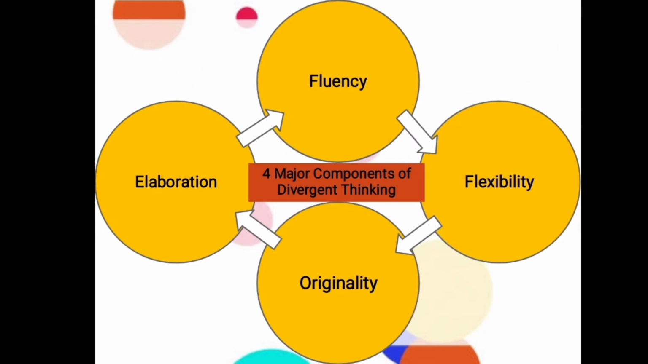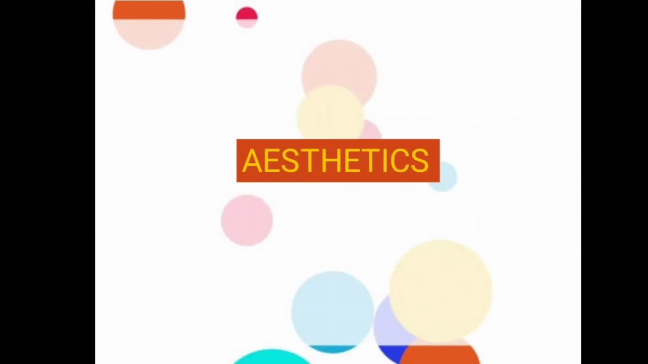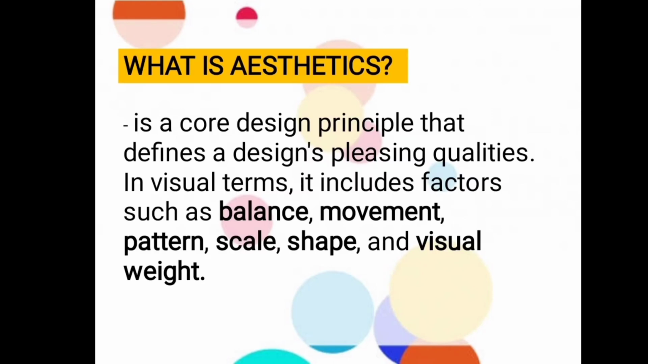So that means that verbal creativity is mainly about being creative using language, may it be written or spoken. So let's now move on to the definition of aesthetics. So what is aesthetics? It is a core design principle that defines a design's pleasing qualities. In visual terms, it includes factors such as balance, movement, pattern, scale, shape, and visual weight. So using these elements well will help us achieve good visual aesthetics.